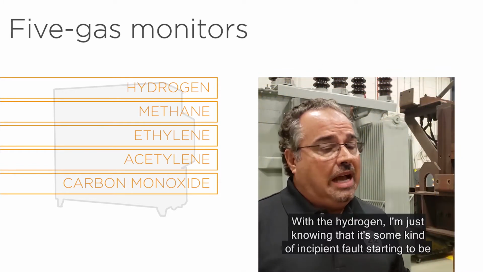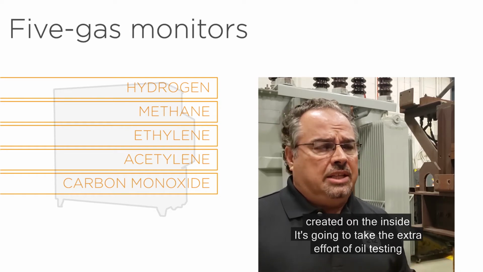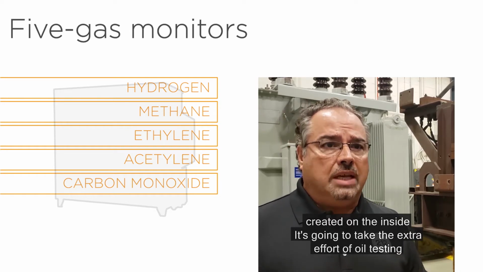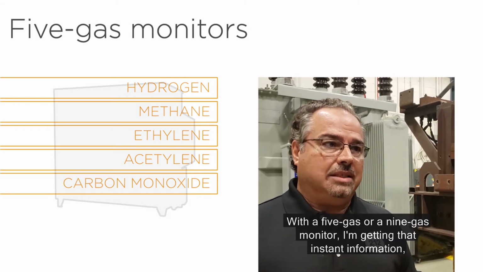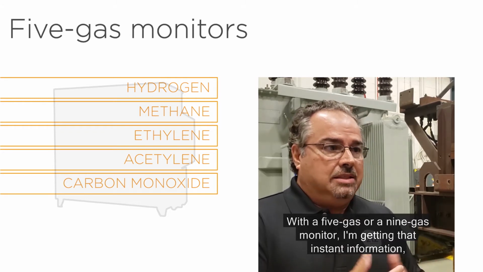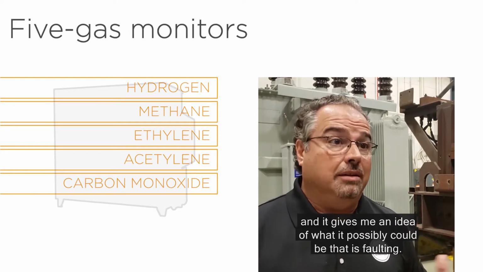With hydrogen, I'm just knowing that there's some kind of incipient fault starting to be created on the inside, and that it's going to take an extra effort of oil testing to really identify it. Whereas with a 5-gas or a 9-gas, I'm getting that instant information, and it gives them an idea of what it possibly could be that is faulty.